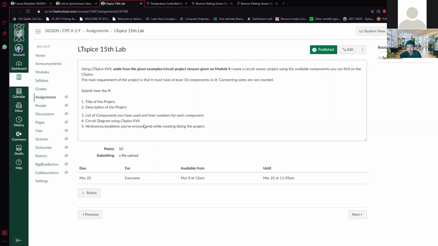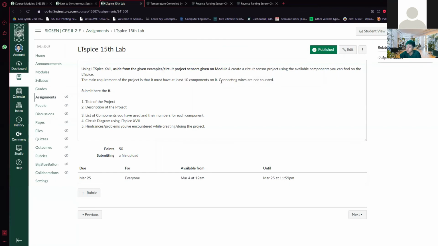So that one can also happen. So you don't cheat at all. It's just that, of course, it's a coincidence that you and your classmate have the same project. Okay. So the main requirement of this project is it must have at least 10 components in it. You can have more, you can have 15, 20. In here, of course, connecting wires are not counted.